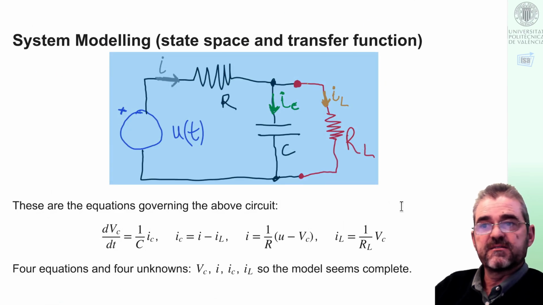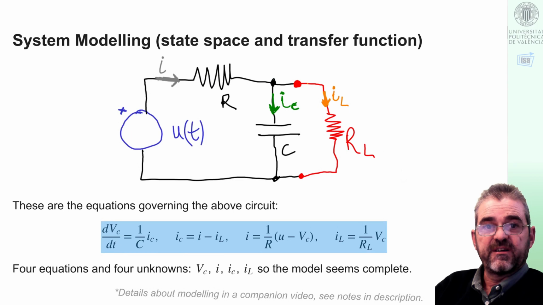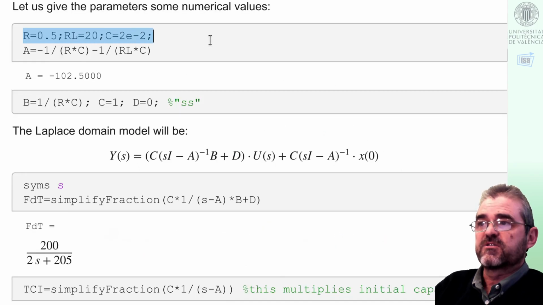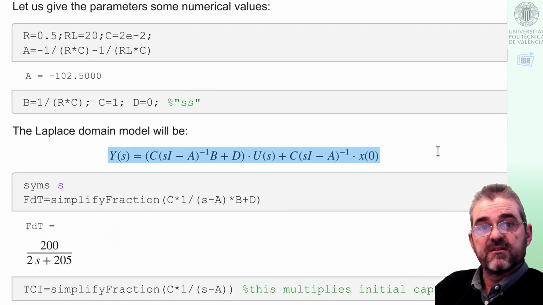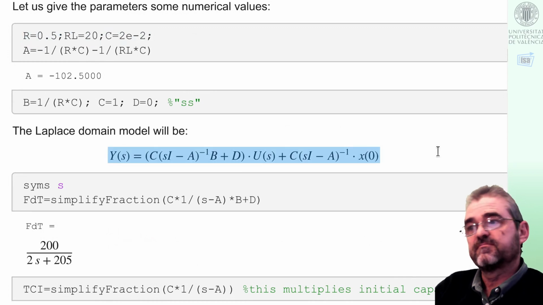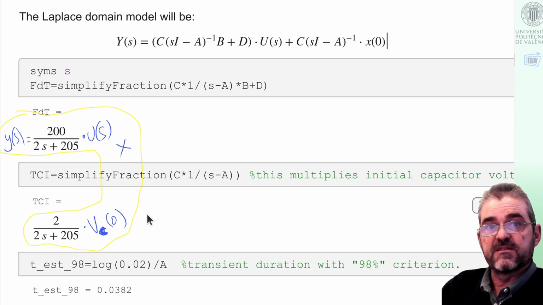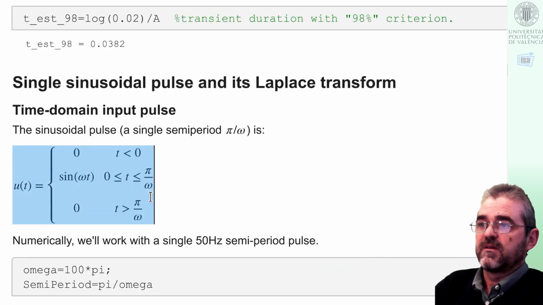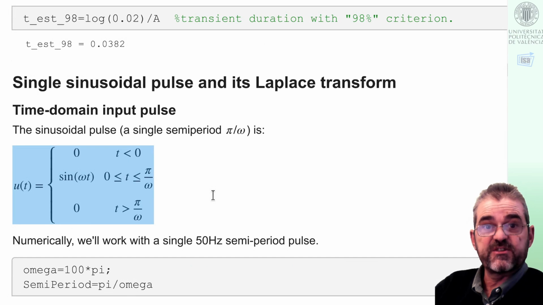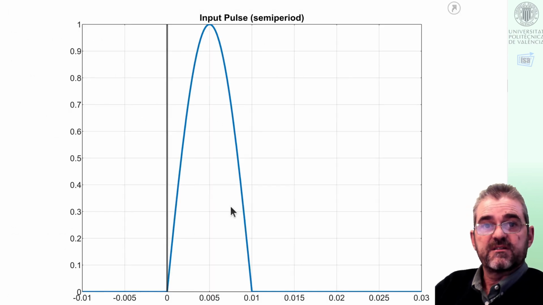This is the electrical circuit and the governing equations. So giving parameters some numerical values and computing the Laplace transform of the equations, we got this model in the Laplace domain, transfer function times input plus initial condition term, being the initial condition the initial capacitor voltage. The time domain pulse has this expression. This is its plot, 10 milliseconds, half period.